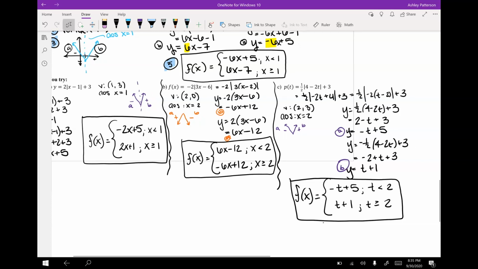For C, not only did I rewrite it so that the t was in front, the t is the variable, it's the input. It's okay that it's not an x value. But then I had to factor out the b value and so forth. So hopefully you guys got this right. Again, if you have questions, write them down and ask. All right, good luck on your homework.